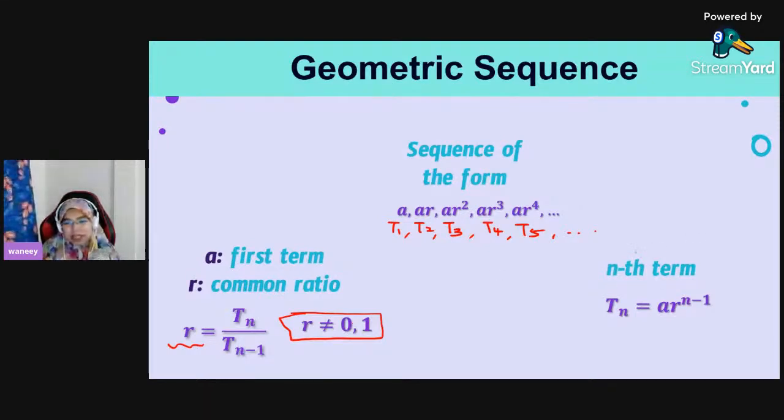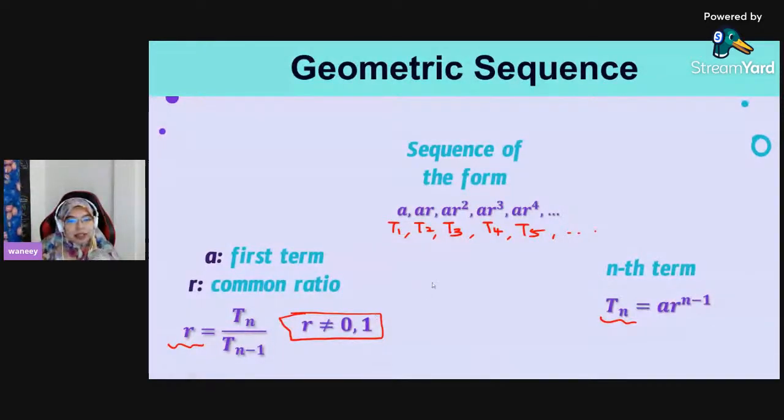The nth term means Tn. The formula for Tn is ar to the power of n minus 1. So this is the geometric sequence. For arithmetic, there are two things: you need to calculate your first term and common difference. For geometric sequence, again two things, but first term and common ratio. So before this we had common difference. Now we have common ratio.